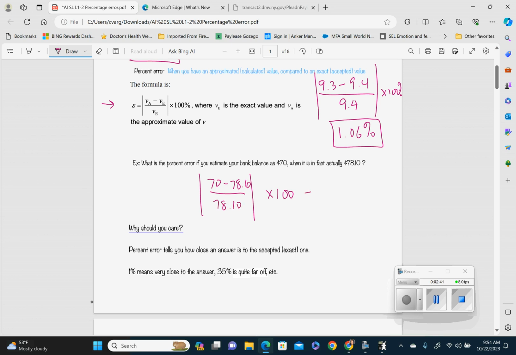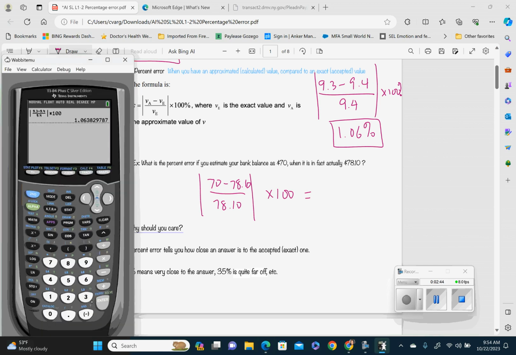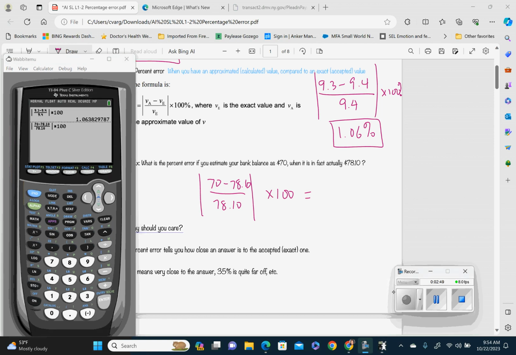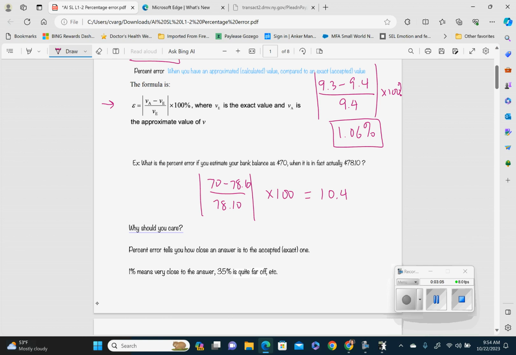Plug that into the calculator, hit enter. So let me just go ahead and do that real quick, just for sake of time. I just hit enter in the calculator and it gives me, my percentage error is off by 10.37. I want to round this to three significant figures like I always do, so 10.4. Okay, 10.4 is going to be what I round to. So that is my percentage error, 10.4%.